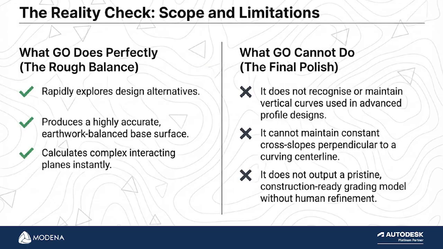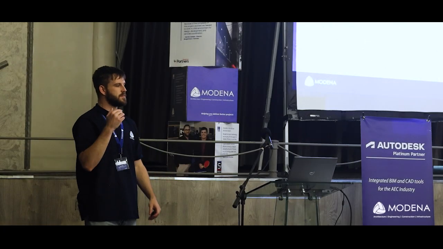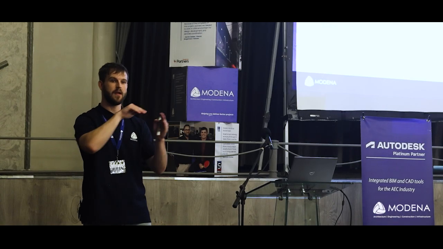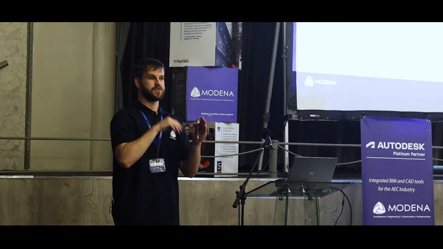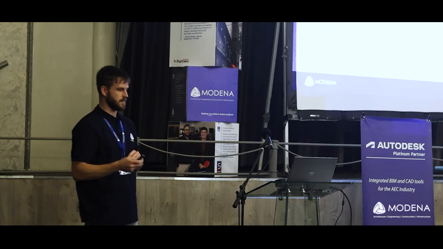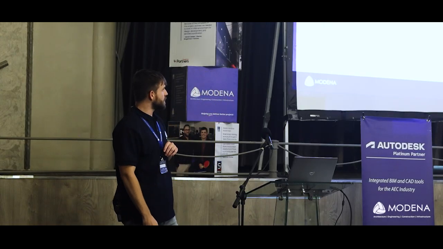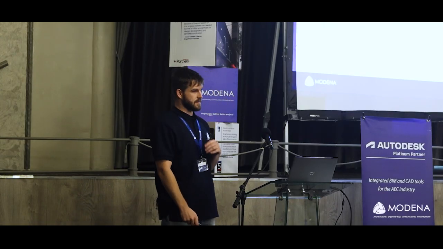So in order to do that, we need to ensure that in our surface parameters, we look at our tessellation spacing. Just for those that are not aware, tessellation spacing refers to the maximum distance allowed between the surface triangle and the defining object. So the smaller we make the value, the more detail we get. Then from there, it cannot contain a consistent cross slope perpendicular to curving centerlines.